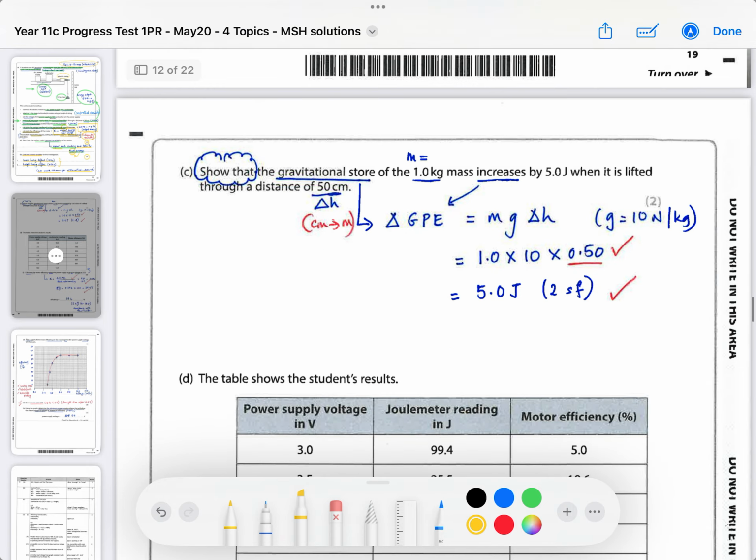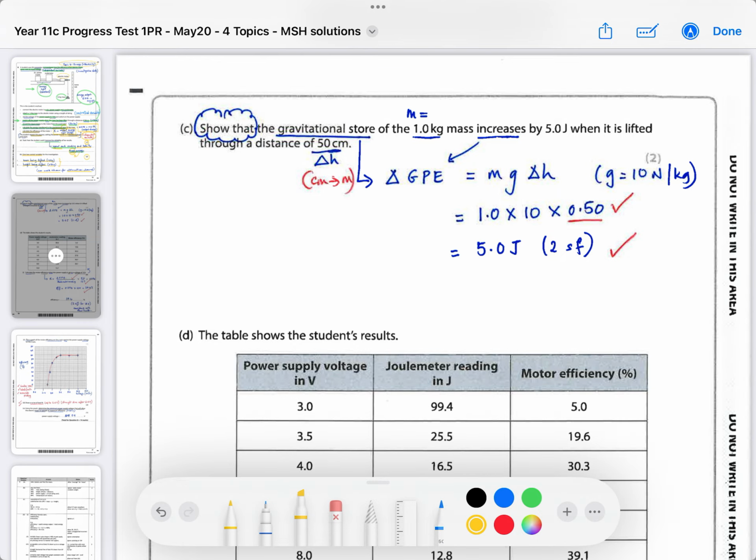Okay. Now they want you to calculate. Show that means calculate, and prove. Show that always means calculate mathematically to prove that the gravitational potential energy store, again, that term, the gravitational potential energy store when the mass goes up by 50 centimeters is exactly 5.0 joules. So remember, you've got to change the height and put it in meters. Don't forget to do that.